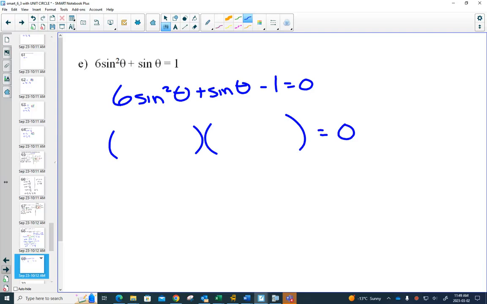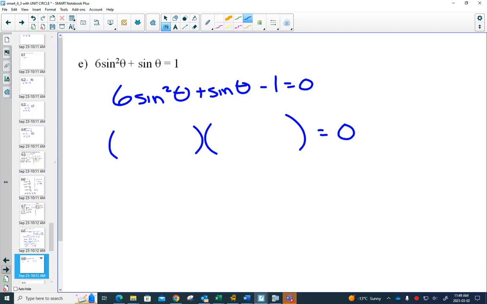Now, when factoring, this one's tough to factor because the first term is 6 sine squared, and you have more than one possibility. It could be 6 sine theta and sine theta. It could be 2 sine theta and 3 sine theta. Can you see that there are those two possibilities? Some students like to say, I'm just going to guess one of them and see if it works. And if I can't find anything that works with the first one, then I'll try the other one and see if it works. You could do that.